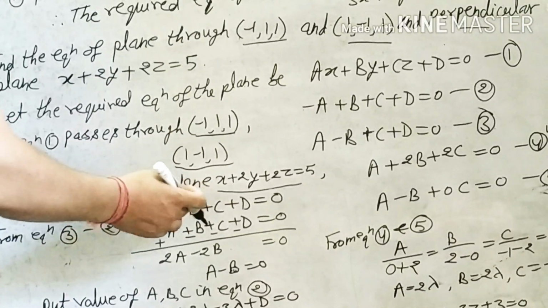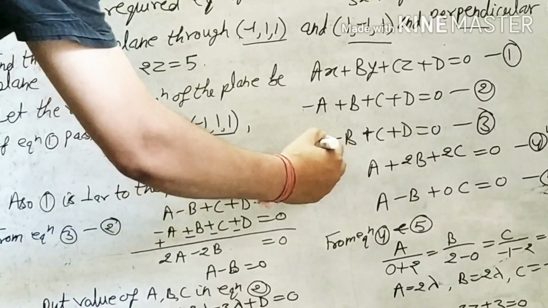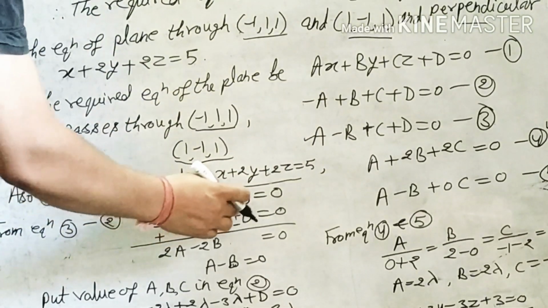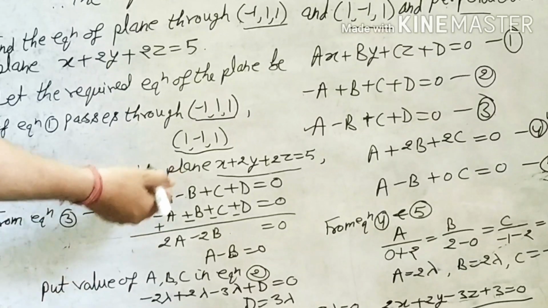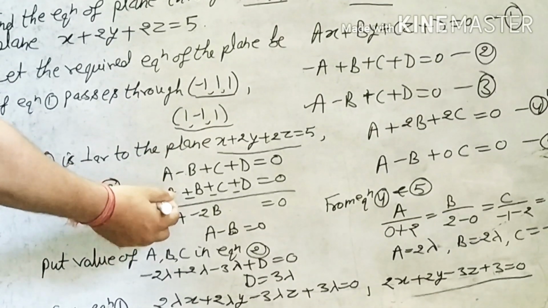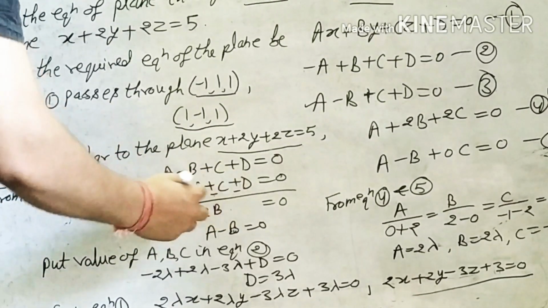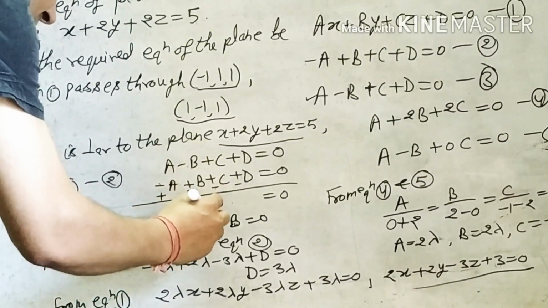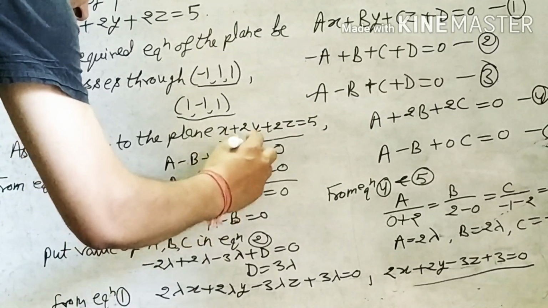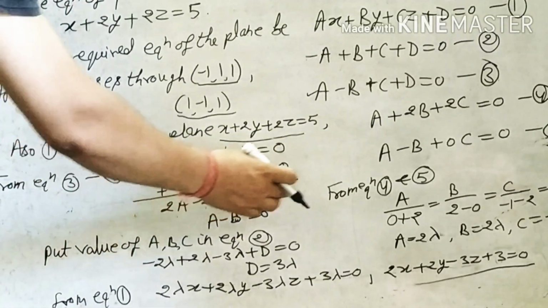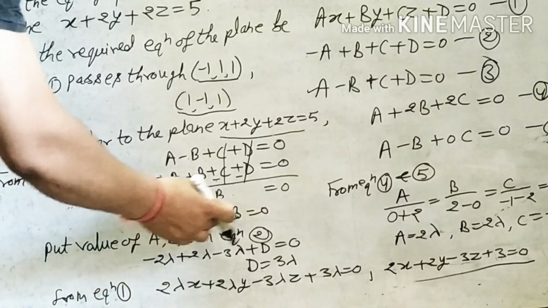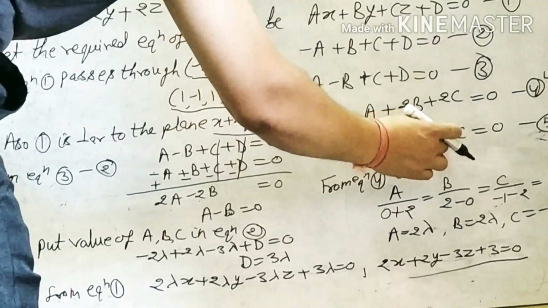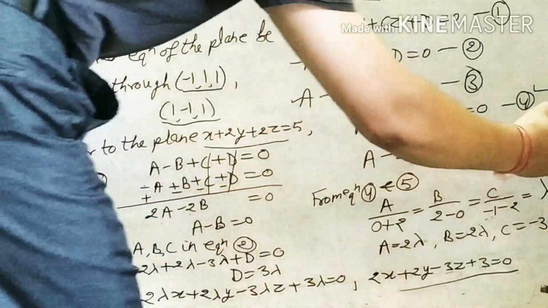Now from equation third you will subtract equation 2. Third equation is a minus b plus c plus d equal to 0. Second equation is minus a plus b plus c plus d equal to 0. On subtracting, the signs will be changed. 2a minus 2b, while c and d will cancel out. So 2a minus 2b equal to 0, or you can say a minus b equal to 0, and it can be written as a minus b plus 0c equal to 0. That is your fifth equation.